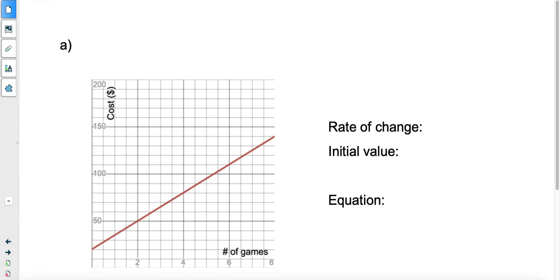Here, we want to find the equation of this line. Now remember, the two things we need to find the equation of this line are the rate of change and the initial value. Remember, to find the rate of change, we're just going to use our formula, rise over run.